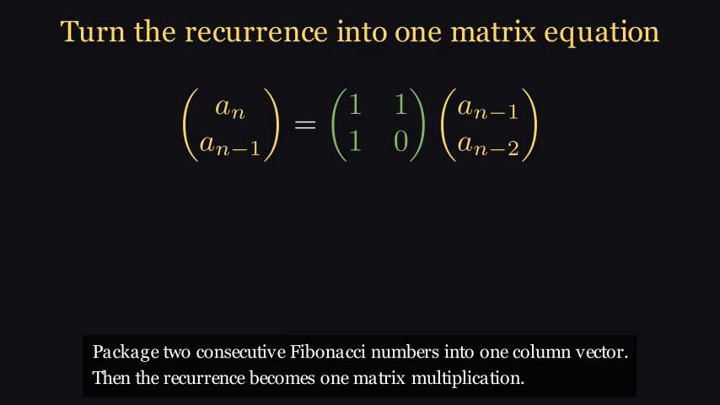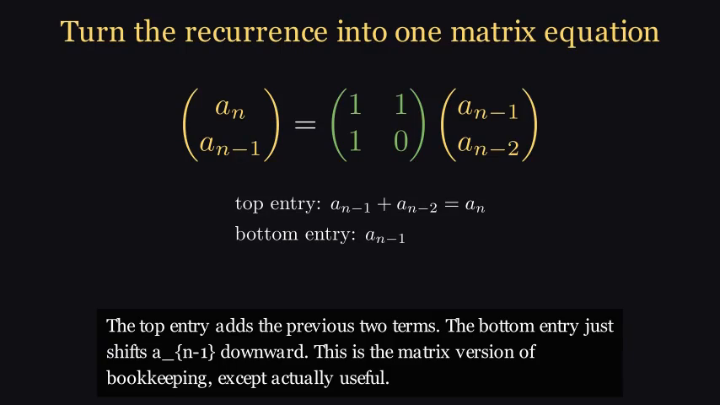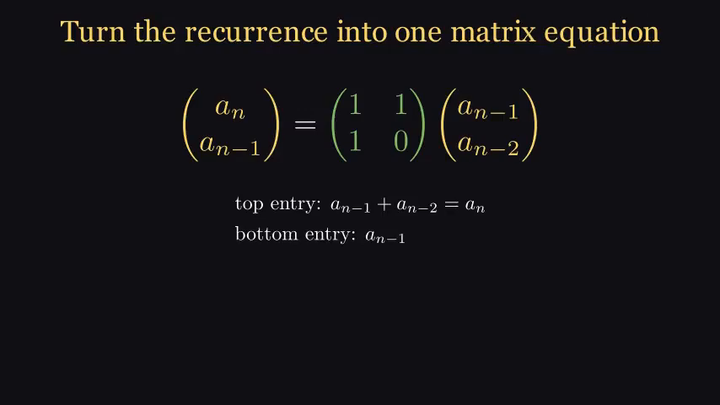Package 2 consecutive Fibonacci numbers into one column vector. Then the recurrence becomes one matrix multiplication. The top entry adds the previous two terms, the bottom entry just shifts an minus 1 downward. This is the matrix version of bookkeeping, except actually useful.